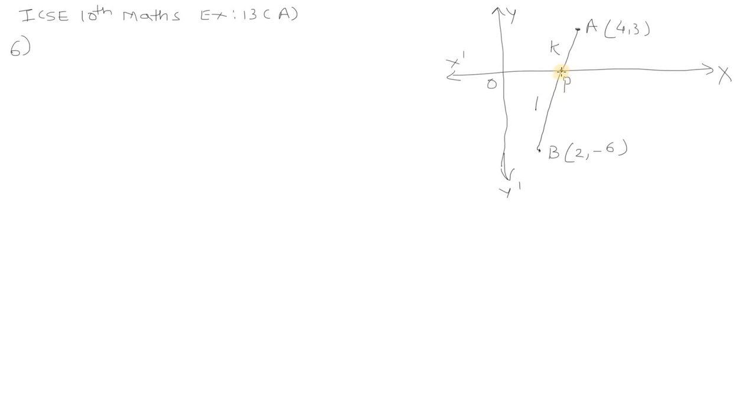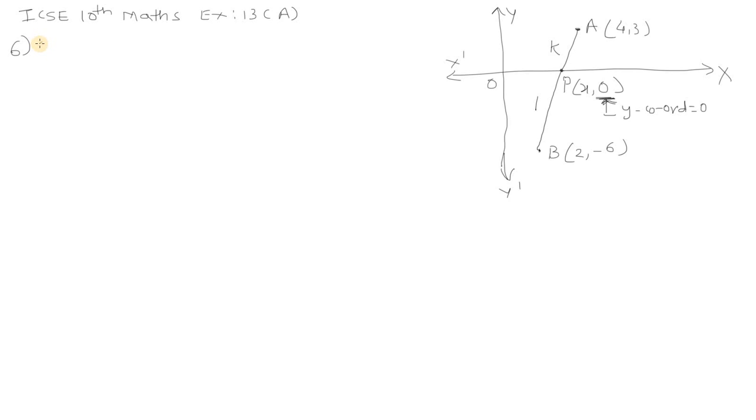Now the coordinates of point P are not known, but we know the y coordinate of point P. Why? Because any point lying on the x-axis will have its y coordinate 0. This is the key, remember. So the y coordinate is 0, right? So we will say let the x coordinate of point P be x. Now we can start with our solution.